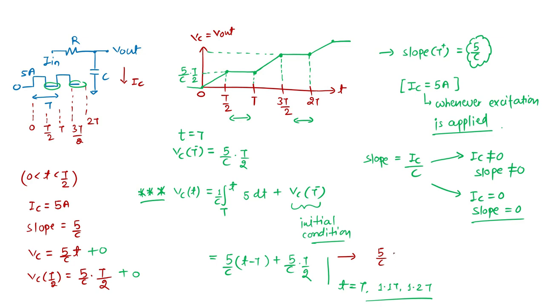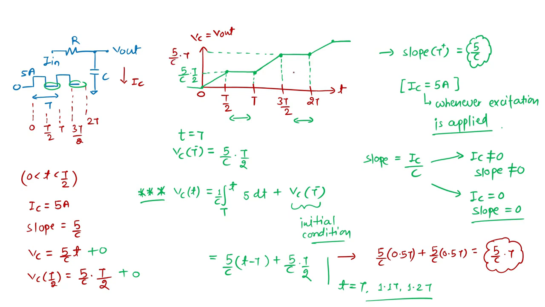3t by 2 means 0.5t, so 0.5t plus 5 by c, 0.5t. Okay, here is also 0.5t. What it comes to is 5 by c into t. So this is nothing but 5 by c into t.